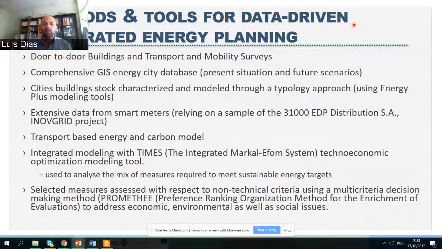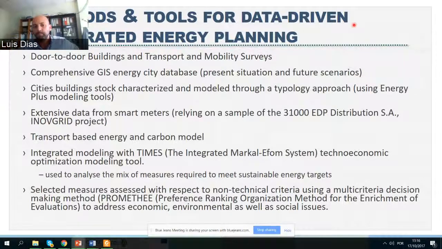Also, another very important tool was the models for the characterization of the building stock. There was EnergyPlus. I will talk a little bit more about the purpose of this tool, what it provided, and also what information it needed. And also some data on smart meters was used. This was provided by one of the project partners, EDP. This is from Portugal, and this was only available for one city.